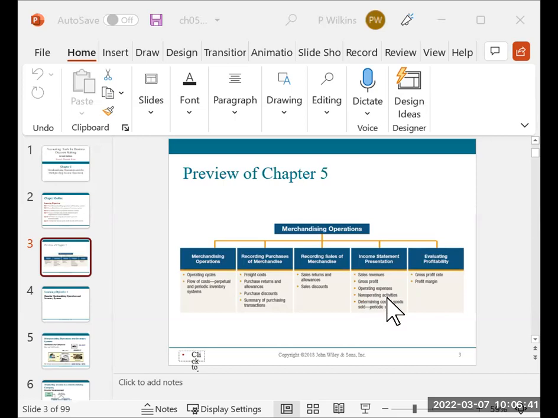And then we'll look at the income statement part about figuring out gross profit and things like that. So we'll be doing the sales part on Wednesday. So when you're done here today, you'll need to finish reading chapter 5 before Wednesday.